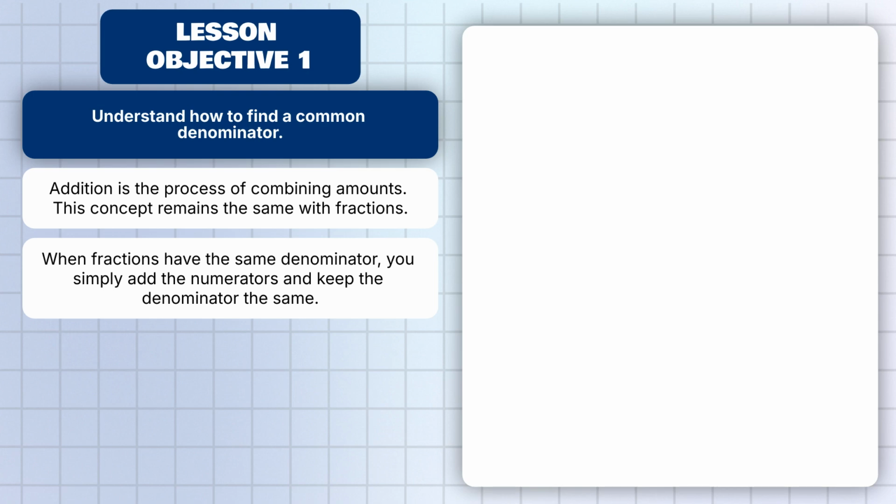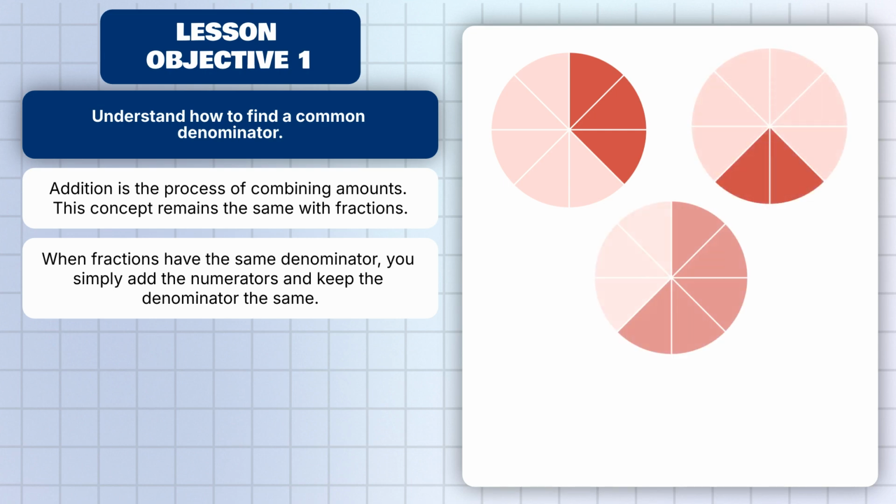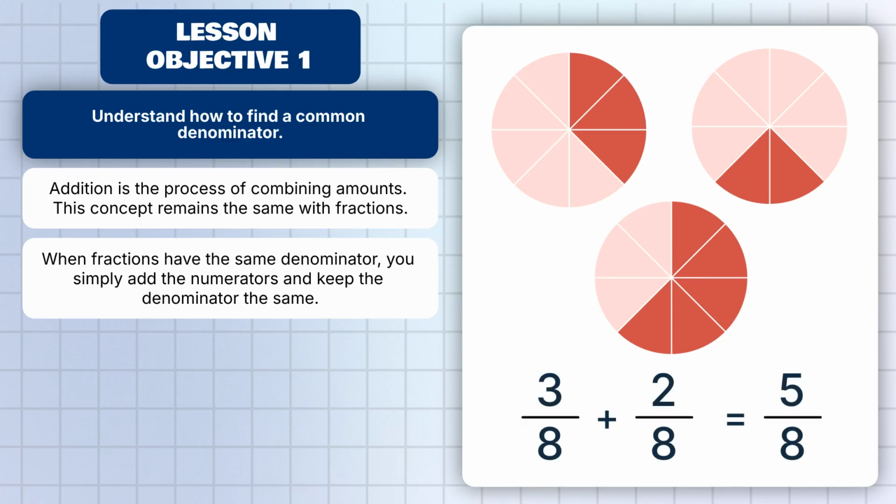Imagine a pie chart divided into equal slices. If you have 3/8 of one pie and add 2/8 of another, you end up with 5/8. We can see that since 2/8 and 3/8 share the same denominator, we can simply add 2 and 3 to get a total of 5/8.